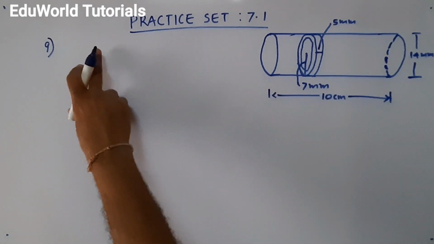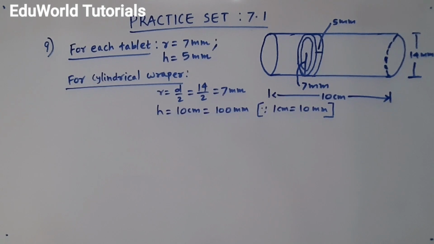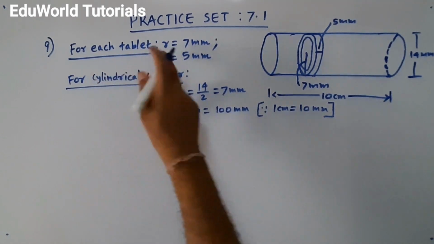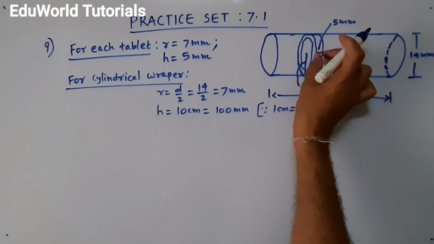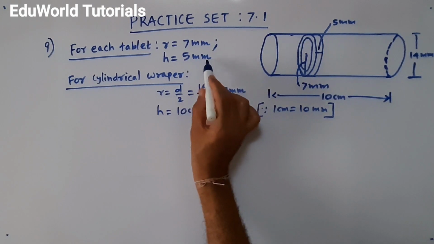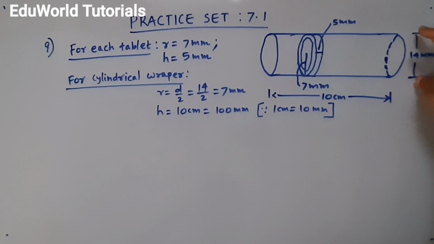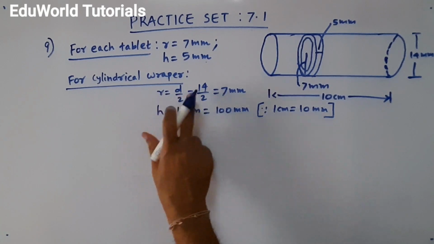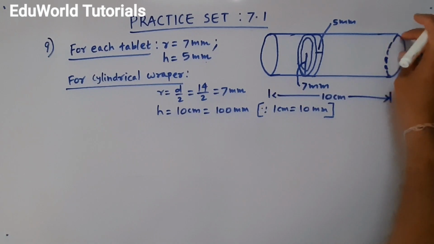I will write the dimensions of the tablet and the cylindrical wrapper. So these are the dimensions. For each tablet, radius is 7 millimeter and height, that is thickness of the tablet, is 5 millimeter. For the cylindrical wrapper, radius will be half of the diameter. This is the diameter, from here to here. So diameter divided by 2 is the radius. 14 divided by 2 is 7 millimeter. So radius is 7 millimeter for the wrapper.